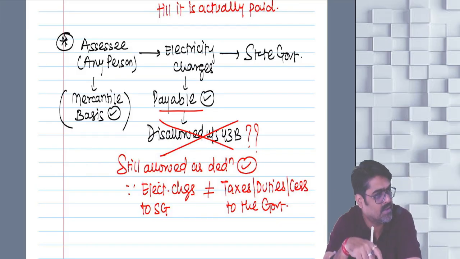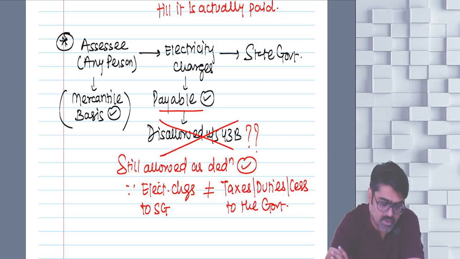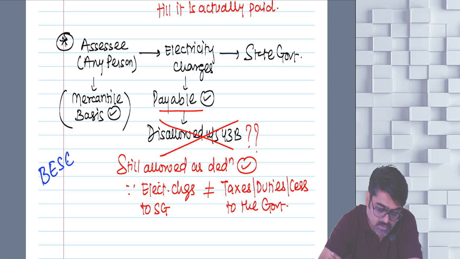Now see, electricity is supplied here. Which is the company supplying the electricity in Bangalore? BESCOM. What is the full form?